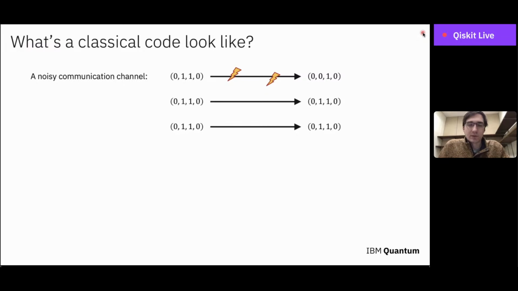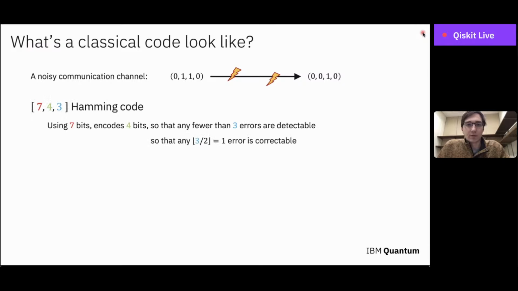So there's actually a different perspective of classical error correction that I want to drive home here. And to do that, we'll use this example of the 7-4-3 Hamming code. So what do these numbers mean? Well, the 7 means that you're using 7 bits. The 4 means that you're encoding 4 bits, 4 logical bits. And the 3 means that you can detect any fewer than 3 errors. So you can detect 1 error or 2 errors. Or alternatively, that you can correct any 1 error, which is like 3 divided by 2, and then you take the floor of that.